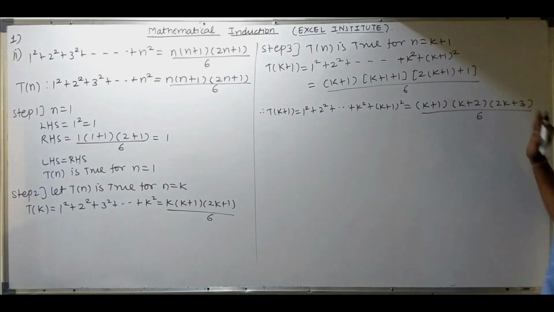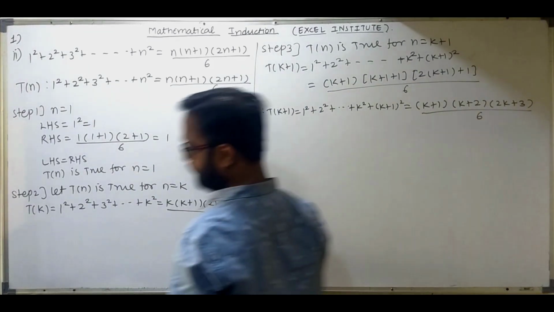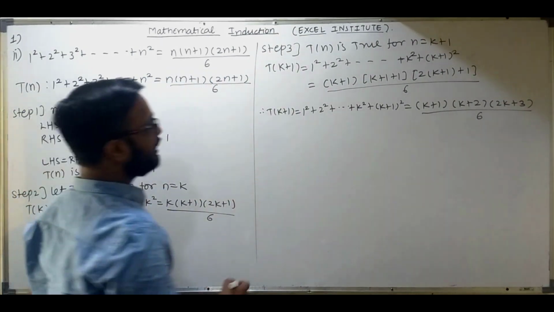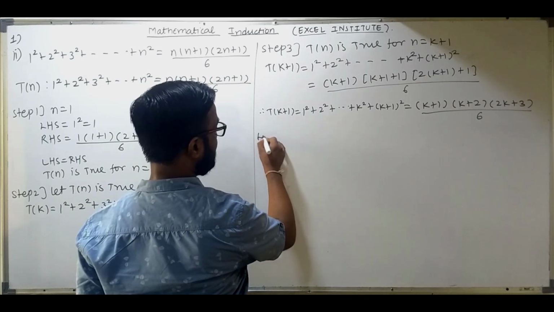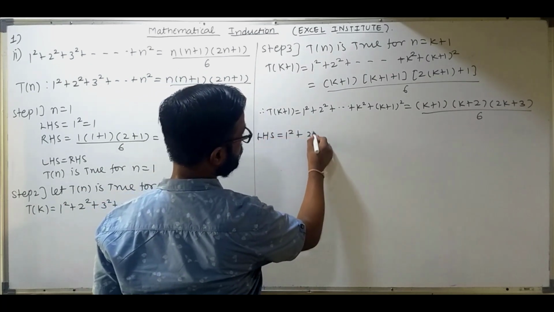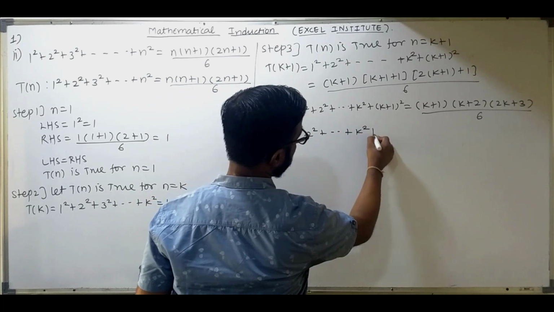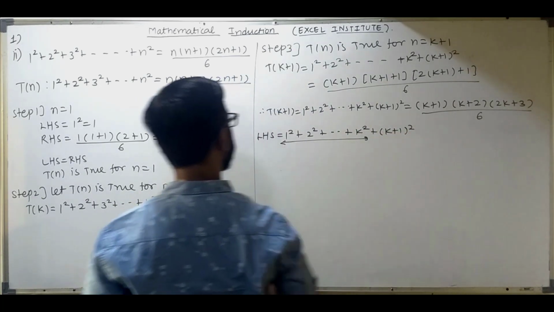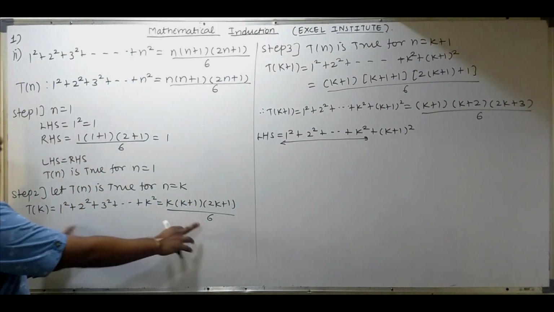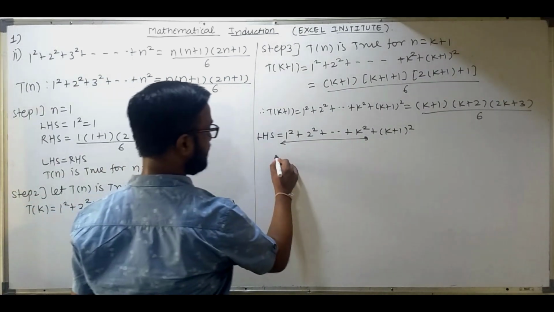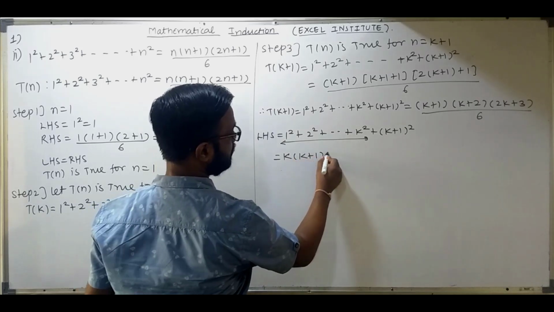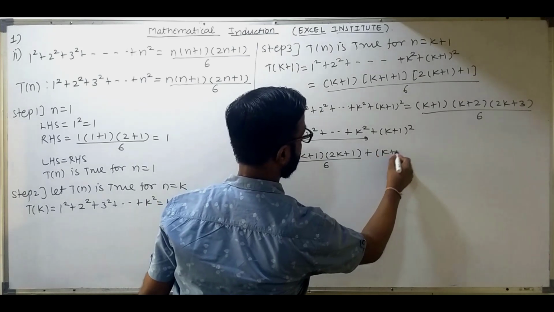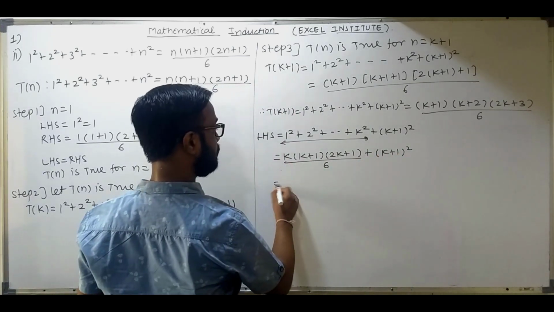So we have to prove that this is equal to this. And this proving part is always done with the help of this assumption, beta. So to prove this, I'll write down the LHS: 1 square plus 2 square up to k square plus k plus 1 whole square. But beta, what is 1 square plus 2 square up to k square? It is k into k plus 1 into 2k plus 1 by 6, and this is k plus 1 the whole square. We can take k plus 1 common.